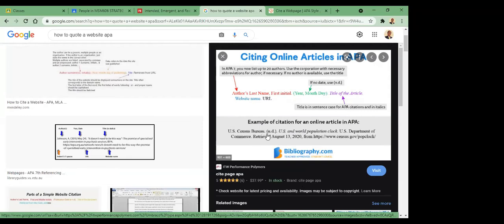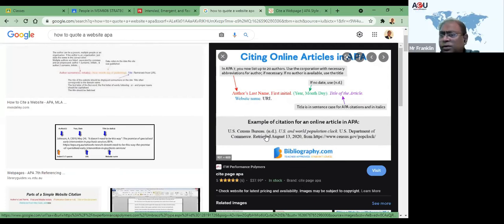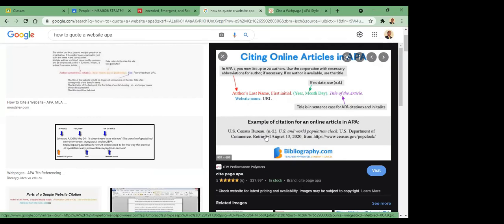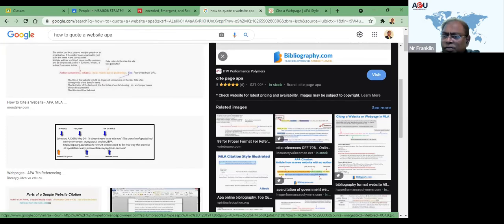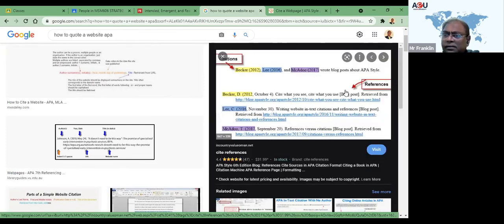Mr. Franklin, for the retrieve date, is it the day we retrieve it? Yes, the day that you retrieve it. Because sometimes websites can change. Yeah, so that's the reason why you need to do that. So this is the format for APA, right? How you do that in APA, all right? So try it. This is a good exercise for you all to learn how to do it in the right way, okay?